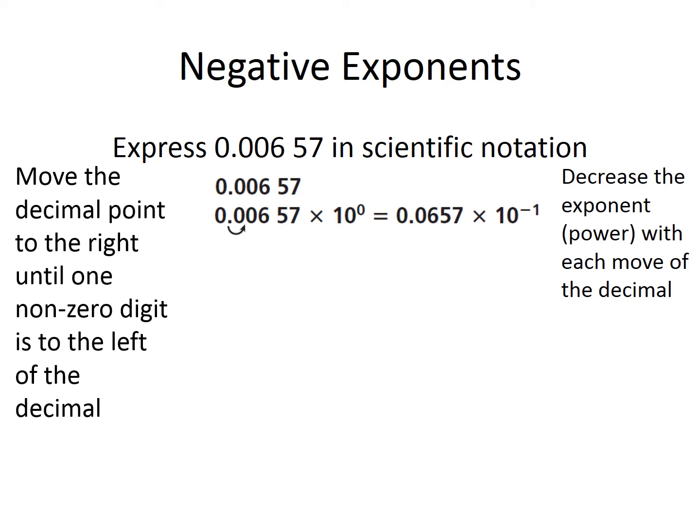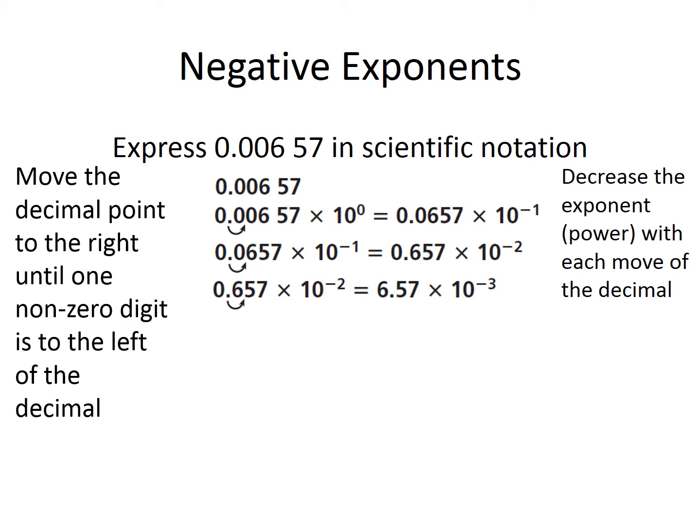So here we move the decimal place 1 to the right, and we decrease to a power of 10 to the negative 1. We move it another place to the right, and now we're at 10 to the negative 2. And we move it a third place to the right here, giving us our final number, 6.57 times 10 to the negative 3.